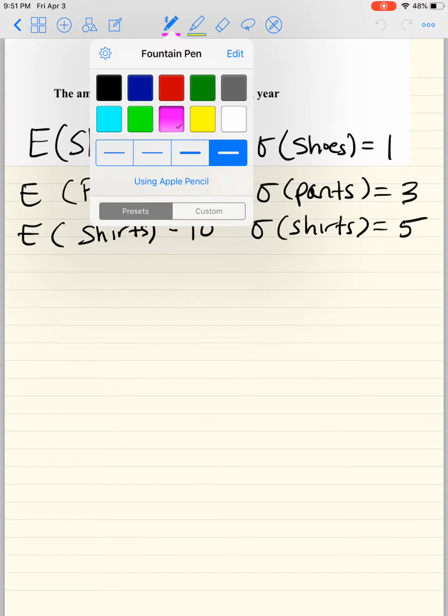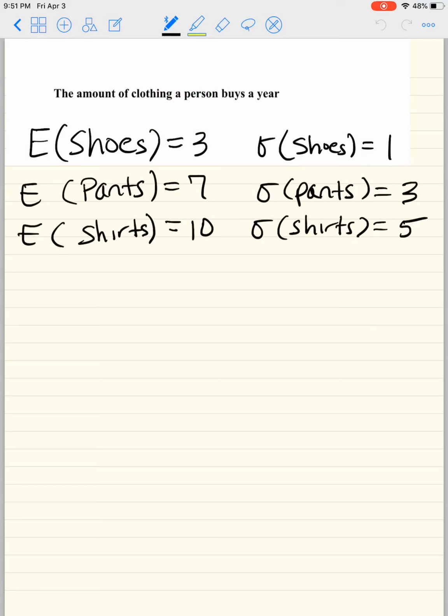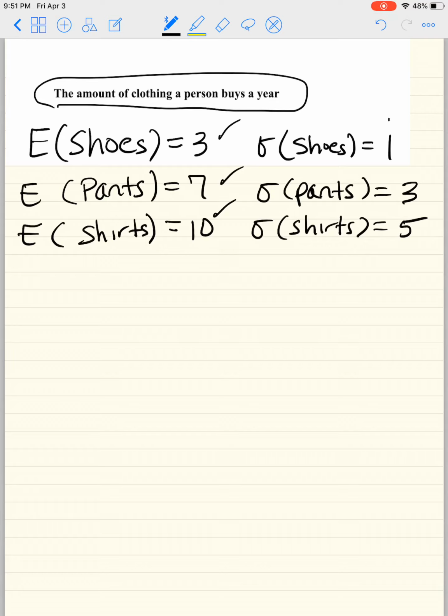Our final example, let's get rid of this color. I'm not a fan. I'm not a fan of that color either. Let's say the amount of clothing a person purchases. Let's say every year, on average, someone buys 3 shoes, 7 pants, 10 shirts. But it fluctuates. So you don't only buy 3 shoes. You may buy plus or minus 1 shoe, plus or minus 3 pants, plus or minus 5 shirts.